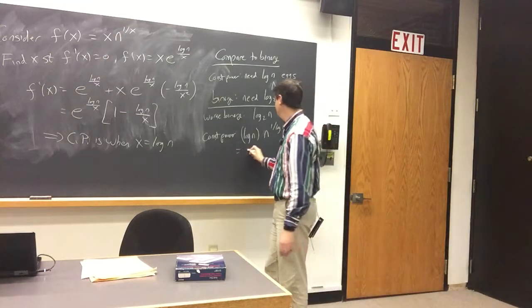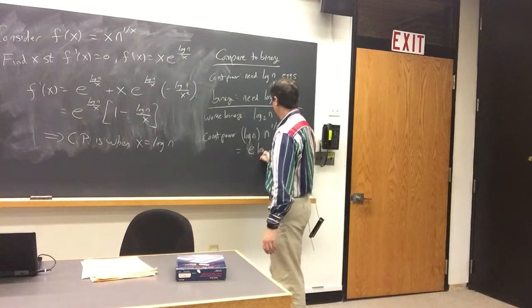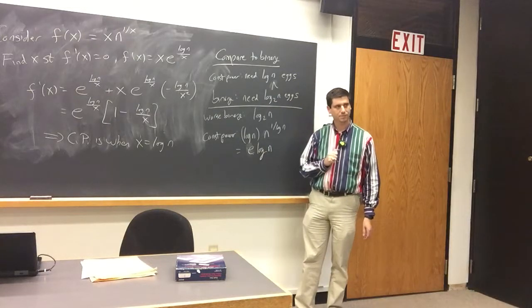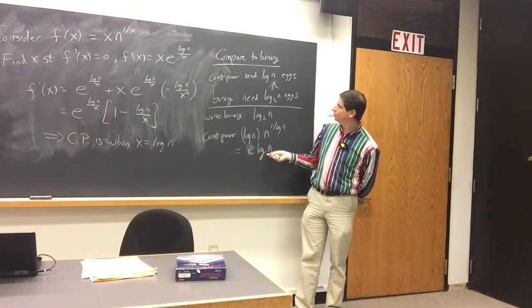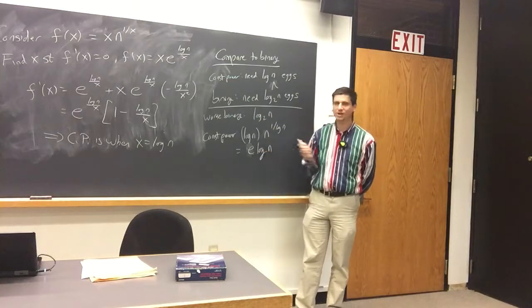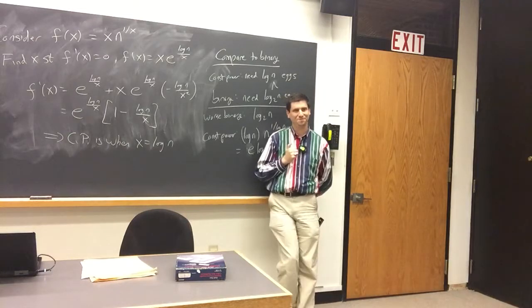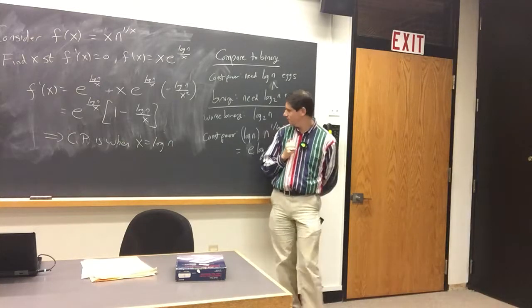So this is just going to be e to the log of n. Oh, so now which is larger, the log of 2 or the log of n? The log of 2 is larger, but we have this factor of e. So which do you think is better?